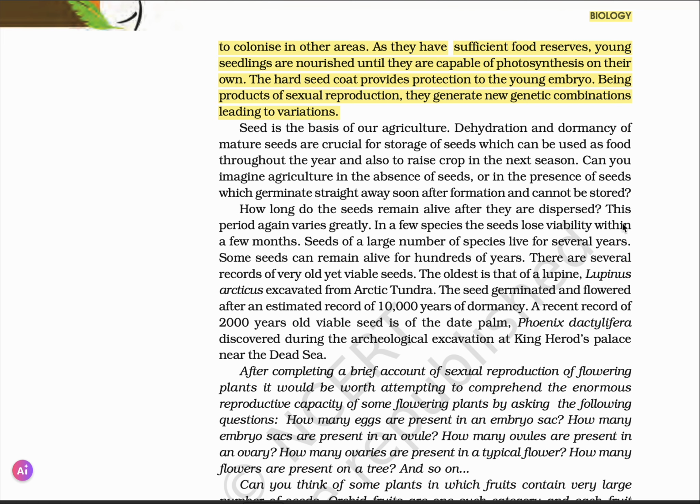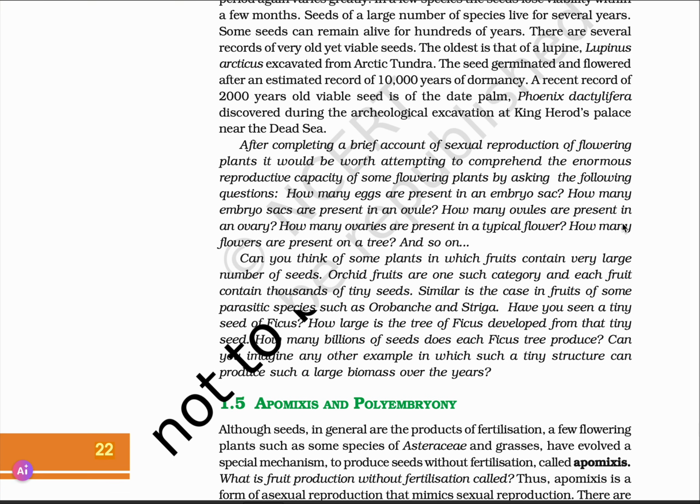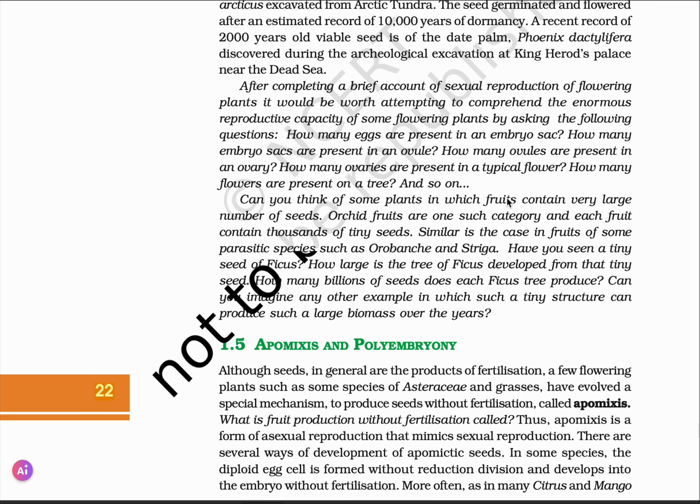So we need to remember the Lupinus arcticus, which had 10,000 years of dormancy and was found in the Arctic tundra, while Phoenix dactylifera had a 2,000-year dormancy period and was found in King Herod's palace near the Dead Sea.